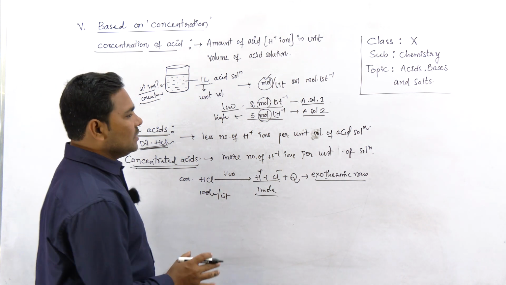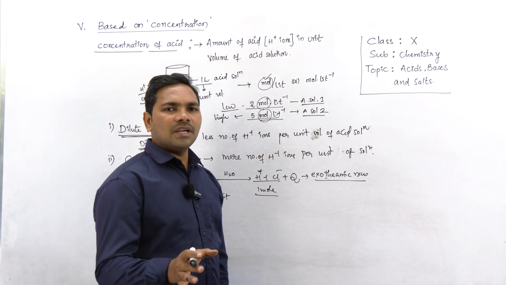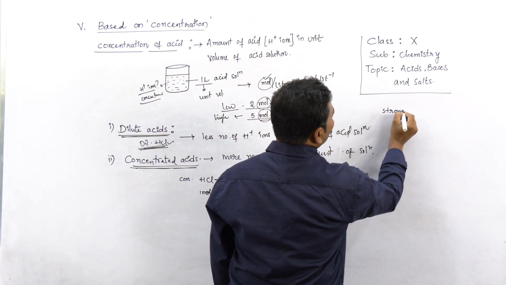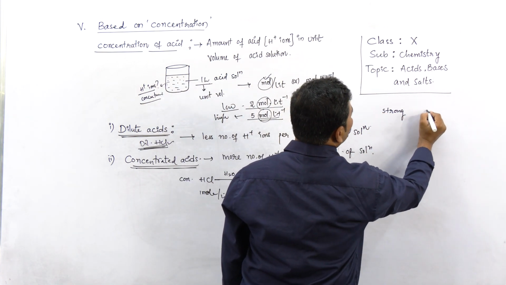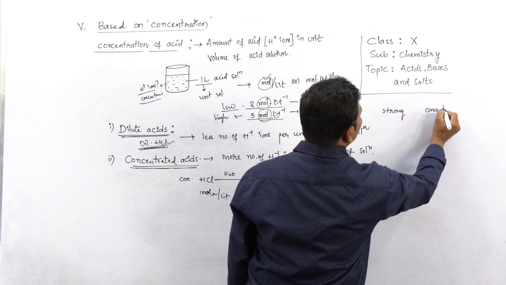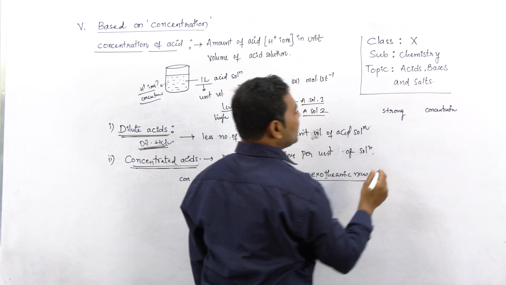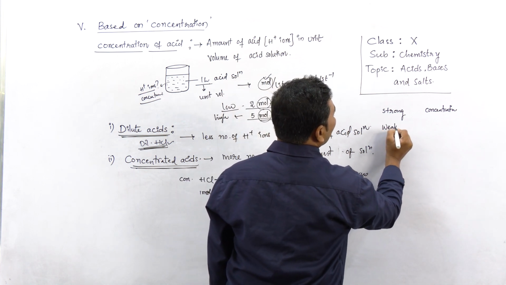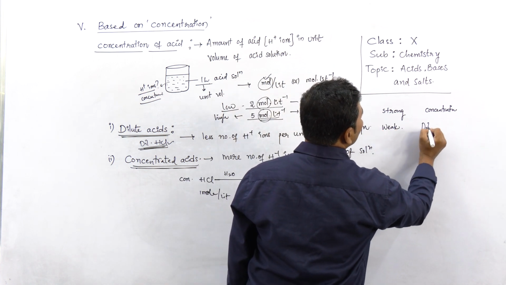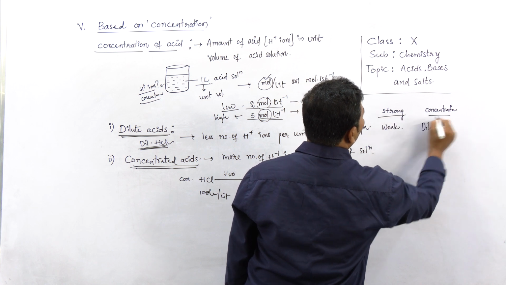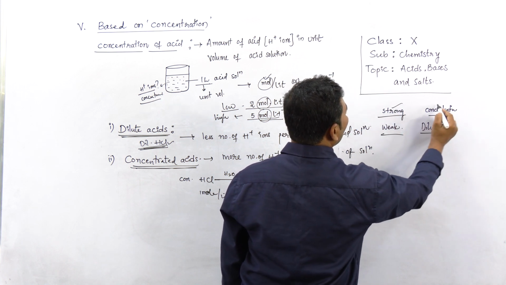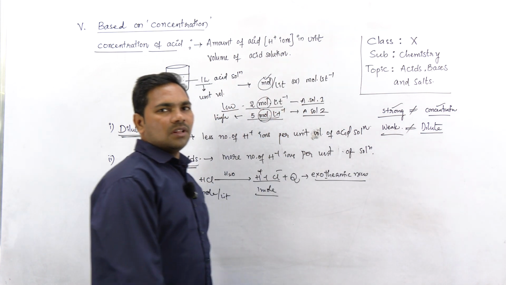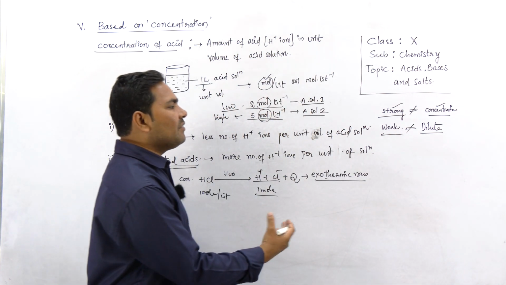And here one thing, generally people confuse these two terms. One is strong acids and the second is concentrated acids. Mostly people consider these two synonymous, and somebody considers weak acids and dilute acids the same. But actually strong and concentrated are not equal, and weak and dilute are also not equal. They are different terms, with different meanings.